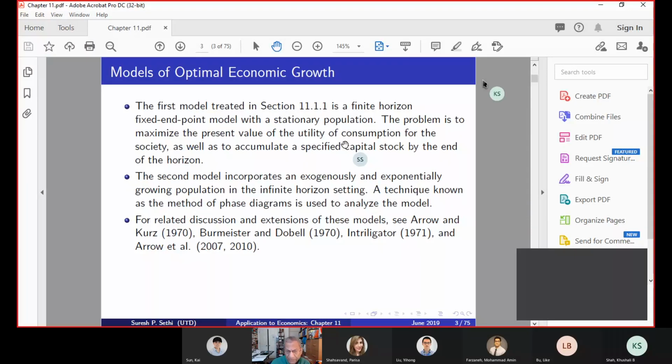The second model incorporates an exponentially growing population in an infinite horizon setting. The reason I include that is because this is the first time that we will cover another method called the method of phase diagram. It's very popular in economics, and this is where we include this. The extension of this second model, we'll talk about briefly, maybe for a minute or so, later.